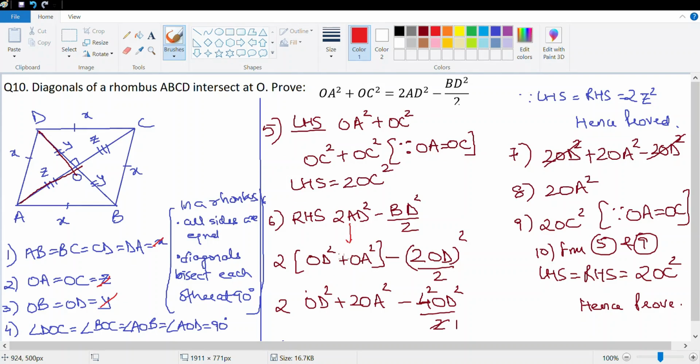I have missed out writing a reason here. The reason for 2 AD square: I'll write the reason here. Since in right triangle AOD, AD square is equal to OA square plus OD square. Done.